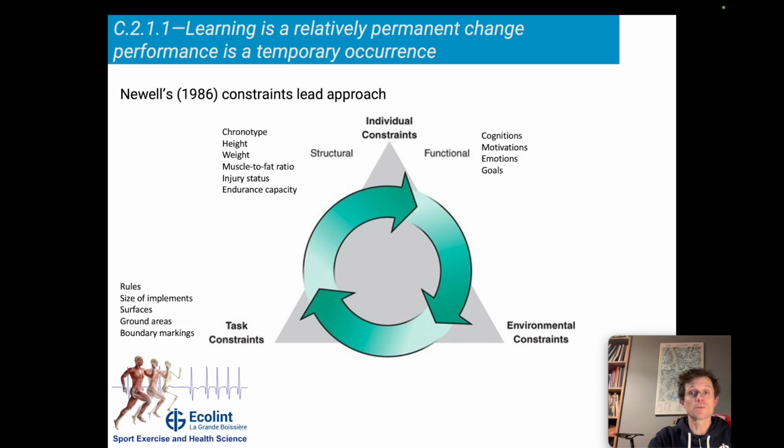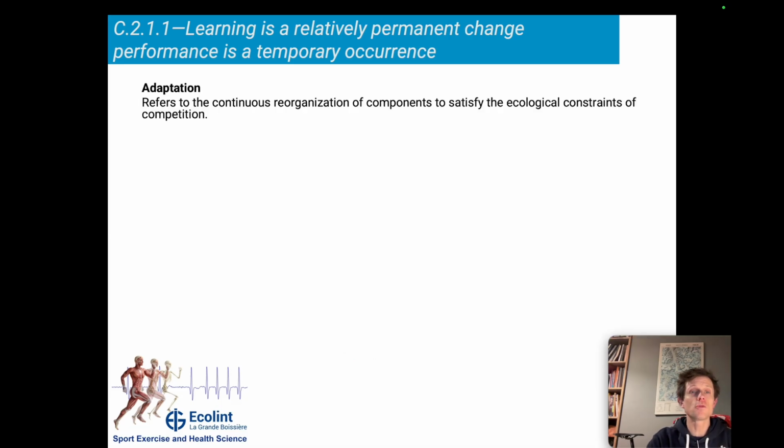Finally, he talked about environmental constraints, so physical factors such as the altitude, the noise, the surface, the temperature of the environment, and also social factors which might influence the environment, such as peer pressure, social norms, or cultural expectations. The ecological model refers to this continuous reorganization of different components to satisfy the constraints of the competition or the environment. This is otherwise known as adaptation.